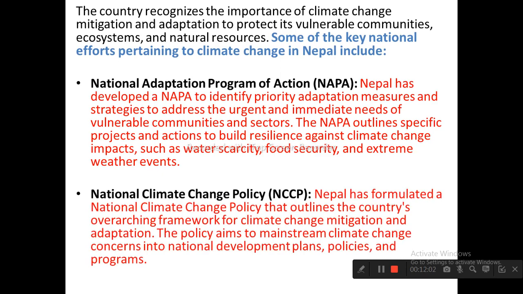Next one is NCCP, National Climate Change Policy. Nepal has formulated a national climate change policy that outlines the country's overarching framework for climate change mitigation and adaptation. The policy aims to mainstream climate change concern into national development plans, policies, and programs.